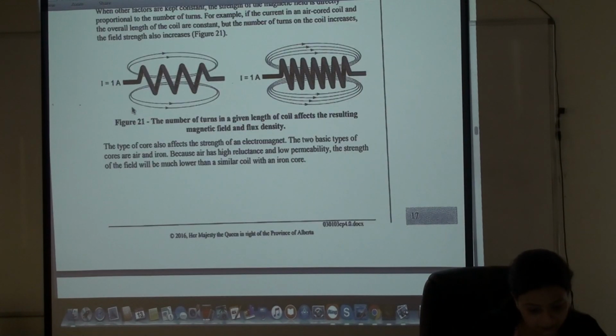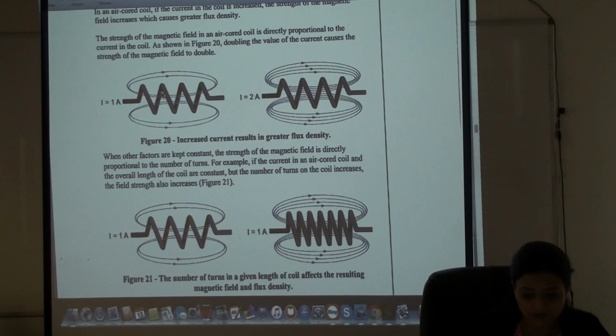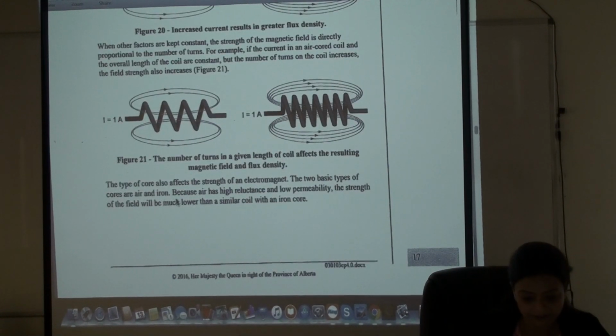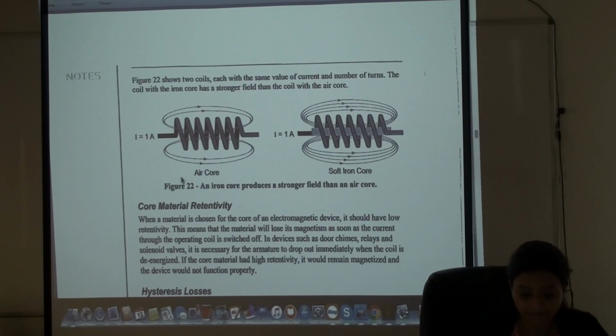So what else is he talking about here? Let's start with the first one. Current is 1 amp, current is 2 amps. Do you see how much stronger the field is here compared to there? Second, number of turns. The more turns you have, the more field you get. Third, air core compared to soft iron core. Which one is a better material for retaining the magnetic properties? Iron. So you see more field here compared to less field there.